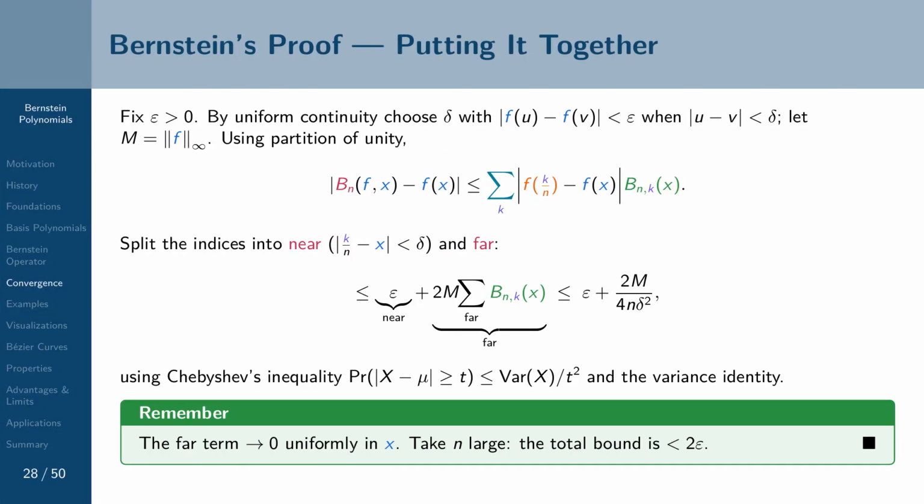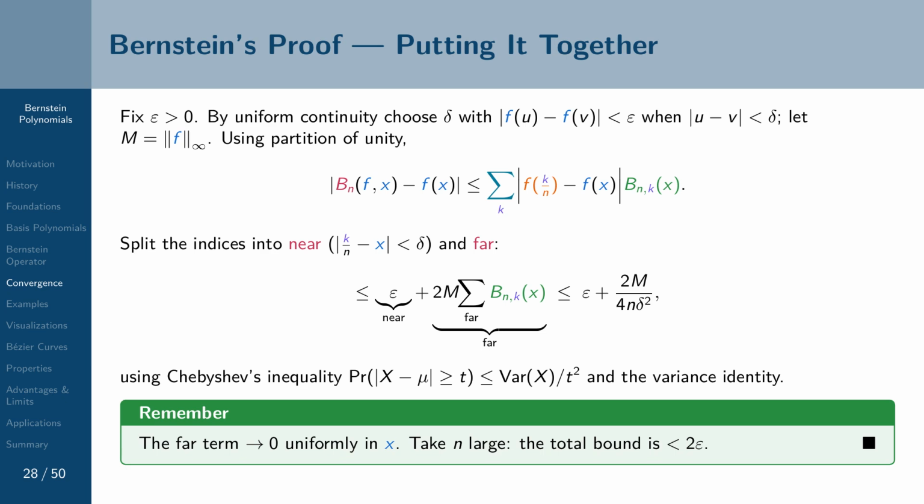Now the assembly. Fix epsilon. By uniform continuity, choose delta so that close inputs give close outputs, and let m be the sup norm of f. Using partition of unity, the error is at most the weighted sum of the absolute differences, f of k over n, minus f of x. Split the indices into 2 groups, near, where k over n is within delta of x, and far, the rest. The near part contributes at most epsilon.